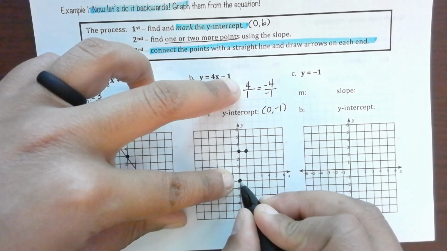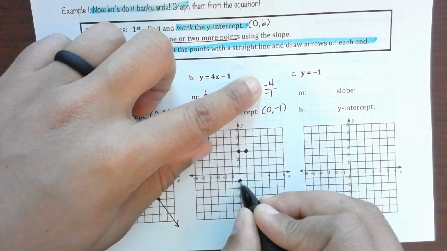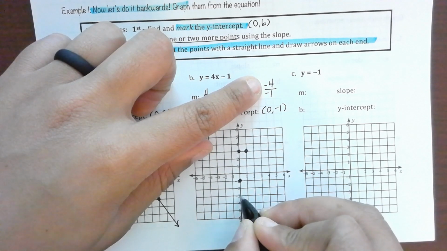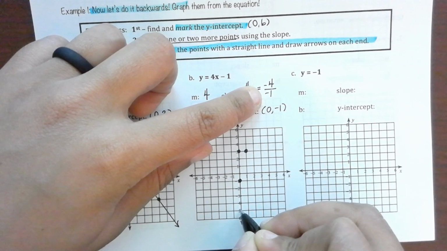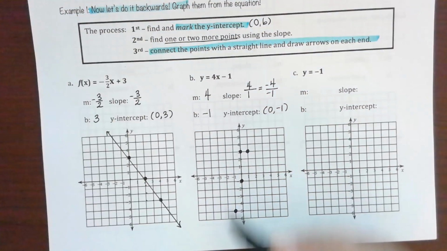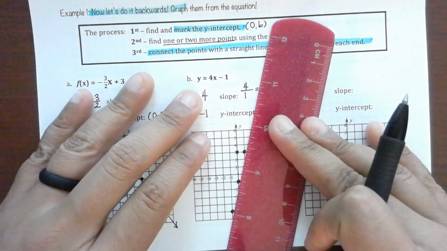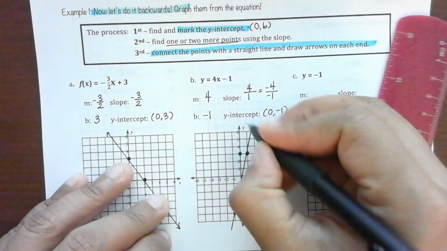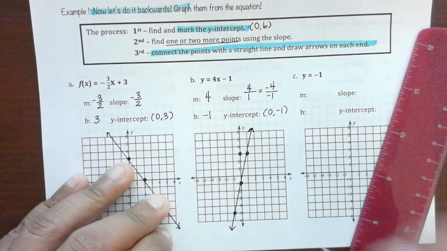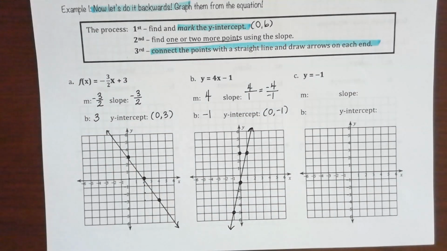So from this point, I need to go 1, 2, 3, 4, and then to the left. You see how it still follows in line? Draw your line. Any questions there? Any questions at all?